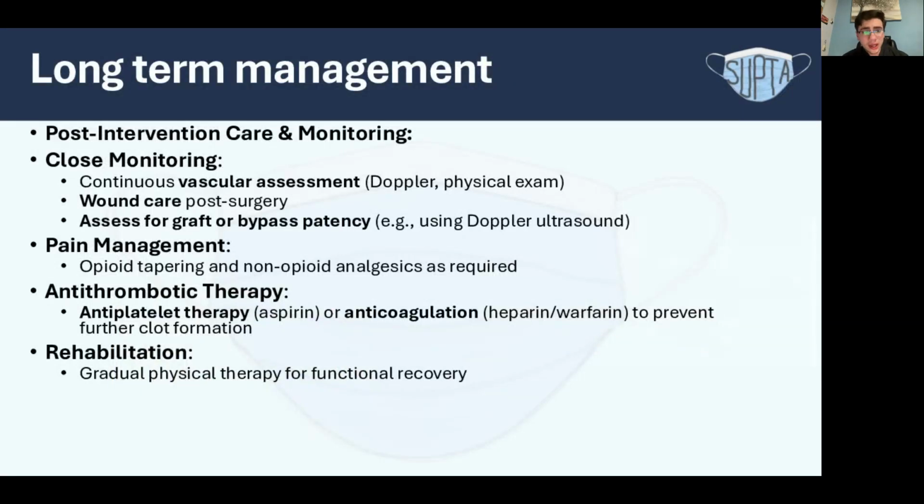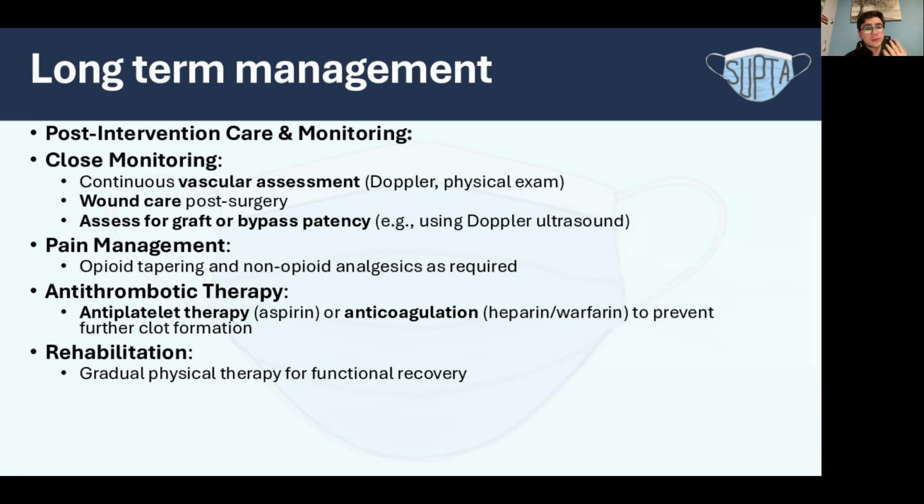Now we move on to long-term management. You've got close monitoring straight after the surgery, such as physical examination, checking for the pulses that we've talked about, and doing Doppler ultrasound to check that the reperfusion is still there and it hasn't re-occluded, because that could happen. Obviously, wound care: there are a lot of complications that could happen if the wound is not closed properly, if it's opened, or if it gets infected. With any surgery, you have to do some sort of wound care afterwards. And using the Doppler ultrasound, you'd assess for bypass patency to make sure there hasn't been any re-occlusion.